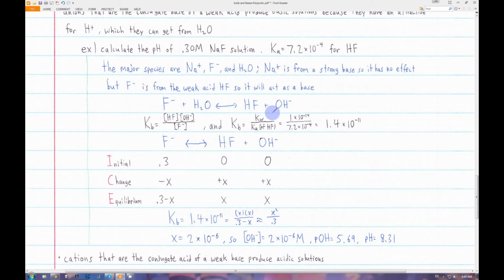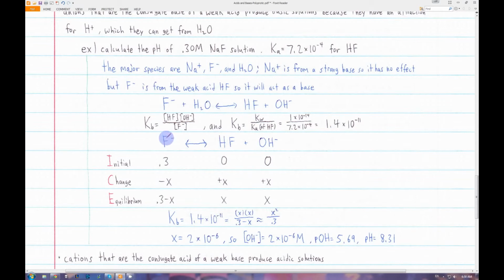So here is the equilibrium expression. Then we can find the Kb of the F- ion by taking the Kw and dividing it by the Ka of the acid that it came from, hydrofluoric acid. We find that the Kb of the F- ion is 1.4 times 10 to the negative 11th, which is very small.